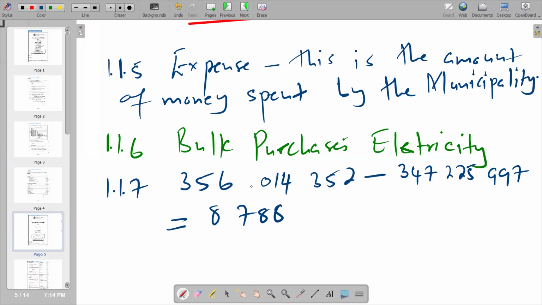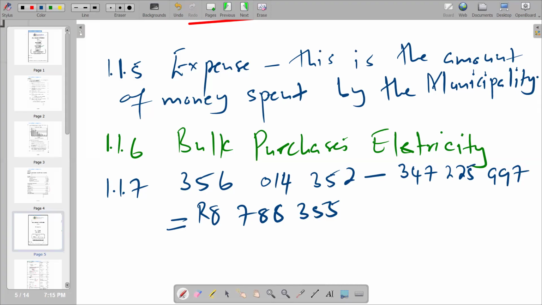We are seeing 8,788,355. So this becomes the final amount that we get, and this amount obviously is a positive. It's a positive amount, and we are saying it's in rands. So basically, that's what we have there.